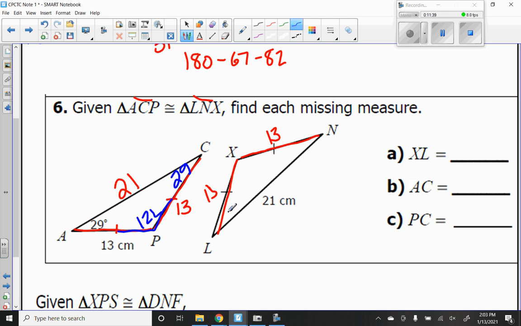Now, this triangle has to be the same, so therefore this is 29, this is 29, and this is also 122. My pen isn't working too well. So that's how the puzzle works. I'll stop that one right there, because there's no algebra in this one. The next one's algebra.